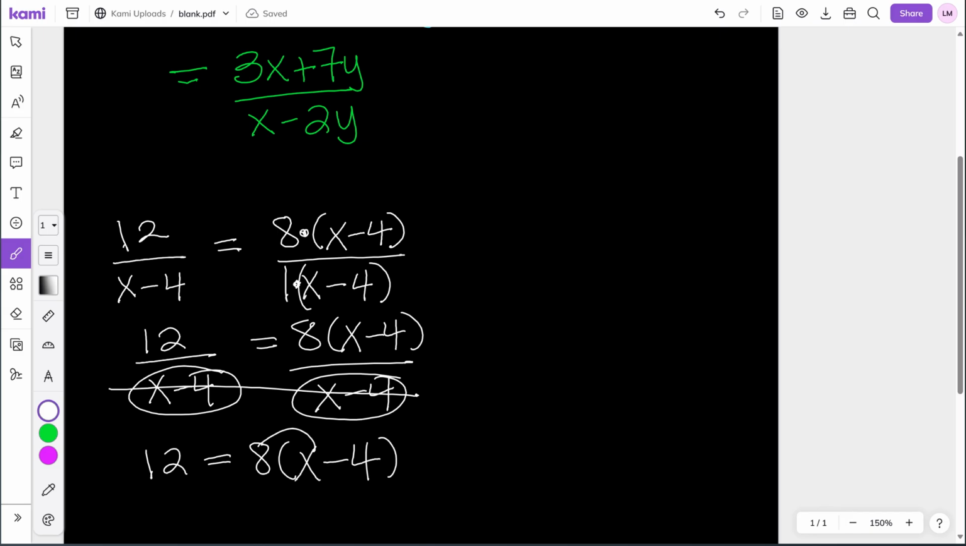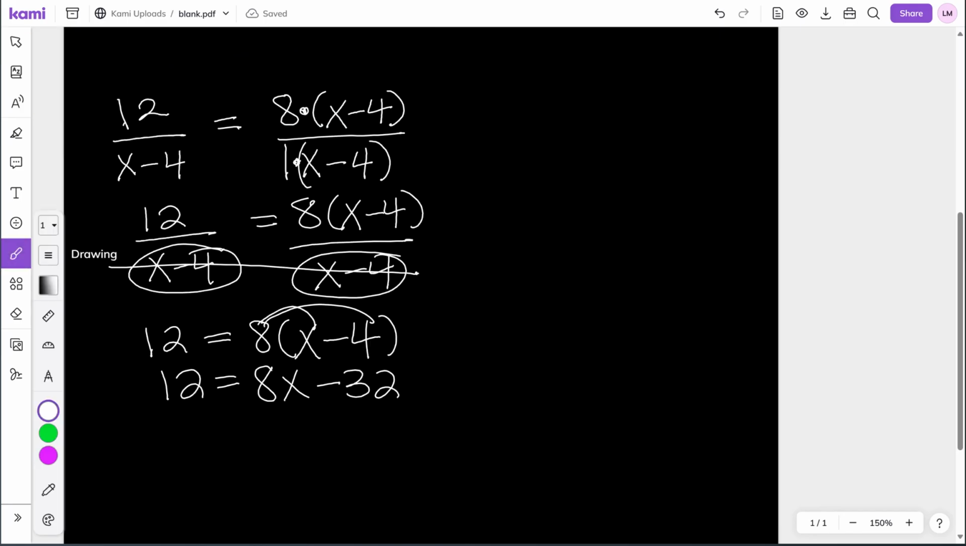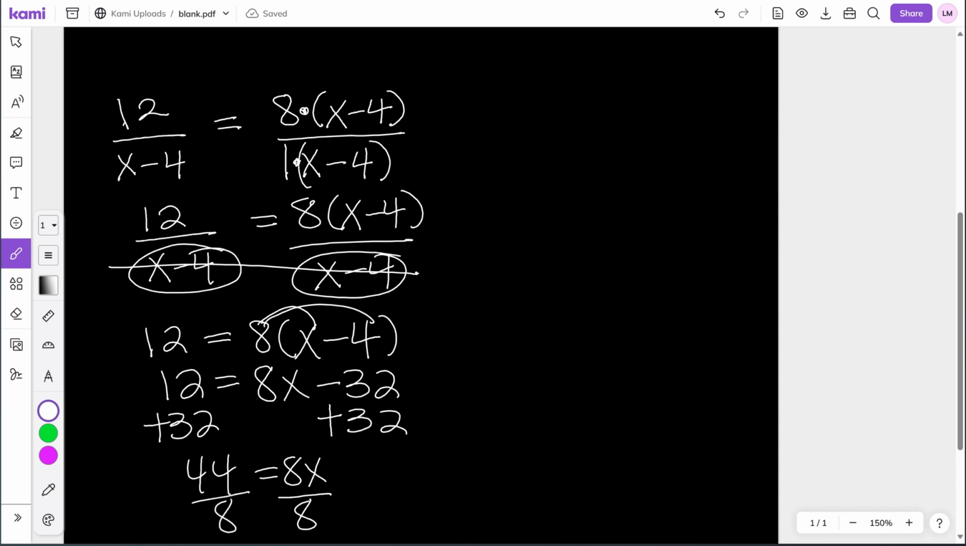So this sets up just this little equation that I can solve pretty quickly. I can multiply through by 8, and then add 32 and divide by 8. So I add 32 to both sides, and that's 44. And then divide both sides by 8. So x is 44 over 8. And if I divide top and bottom by 4, that would be 11 over 2.